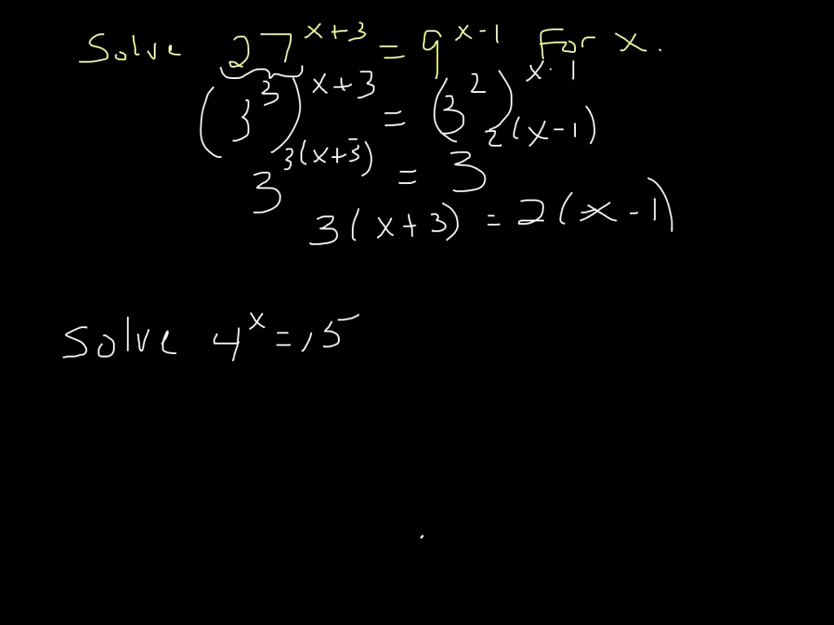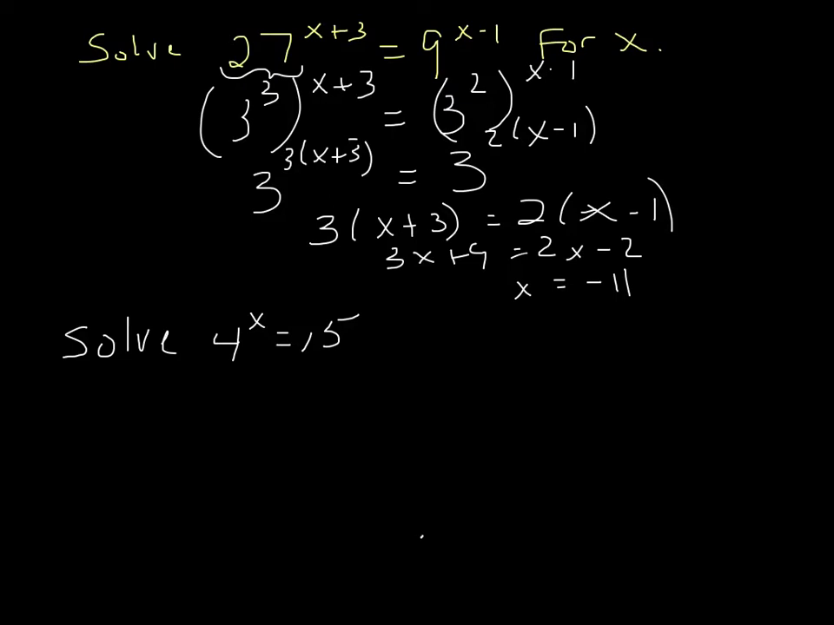Okay? So that would give me 3x plus 9, 2x minus 2, which means I'm going to end up with x equal to what? Subtract x, subtract 9, negative 11. Okay? So by taking those powers, those exponential expressions, and writing them in terms of the same base, I'm able to set the exponents equal to each other and solve.